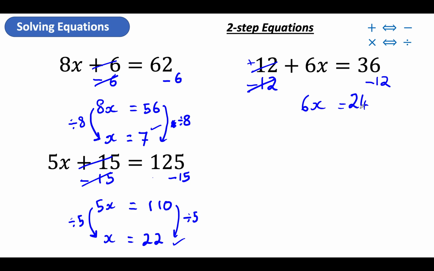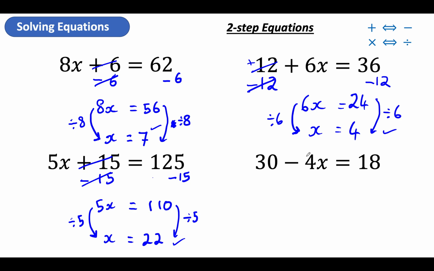6 times something equals 24. And remember, to deal with that number touching the letter, we divide by it. Whatever that number is, we divide by that number. So 6x divided by 6 is x. And we do both the same thing to both sides of the equation. So 24 divided by 6 is 4. And that is right. X has the value of 4. That's my mystery number.